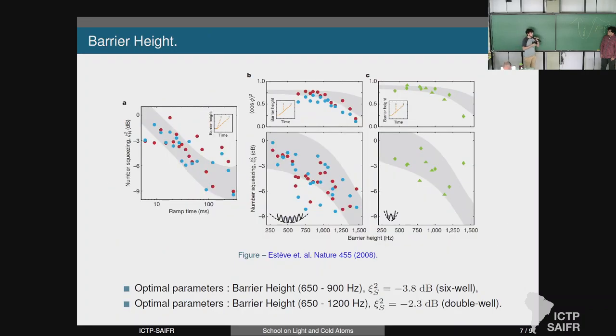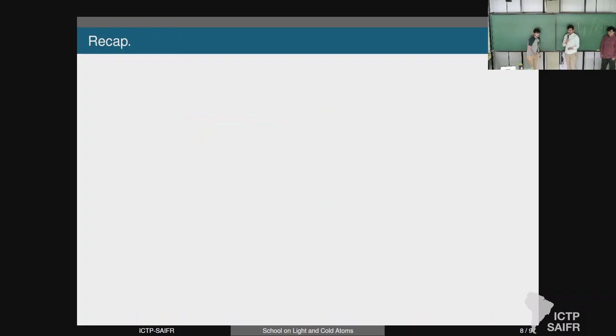the system. So just to conclude here, we can see the dependence of the number squeezing on the barrier height of the lattice, and we can set optimal values for the squeezing parameters, and that's it. Thank you for your attention. If there are any questions, we're happy to answer.